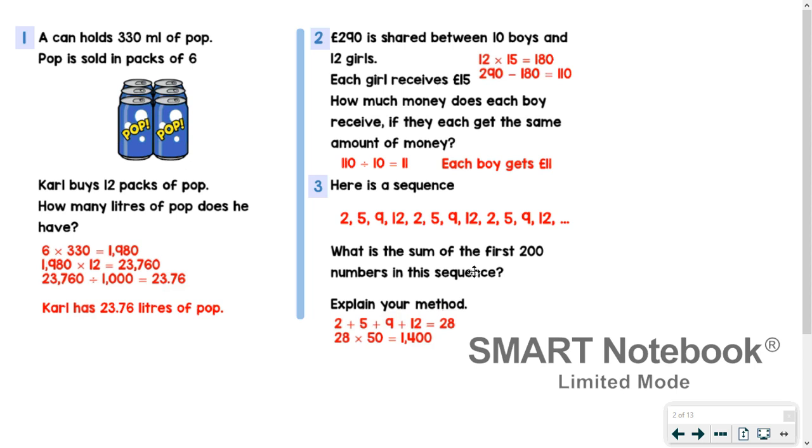Now we want the sum of 200 numbers. So if that's the sum of the first 4 numbers and they're always going to be the same 4, we want to know how many lots of the sum of those 4, so 28, go into 200. So 4 times into 200 goes 50. So we take our 28, we multiply it by 50, and that will give us 1,400. That is the sum of the first 200 numbers.